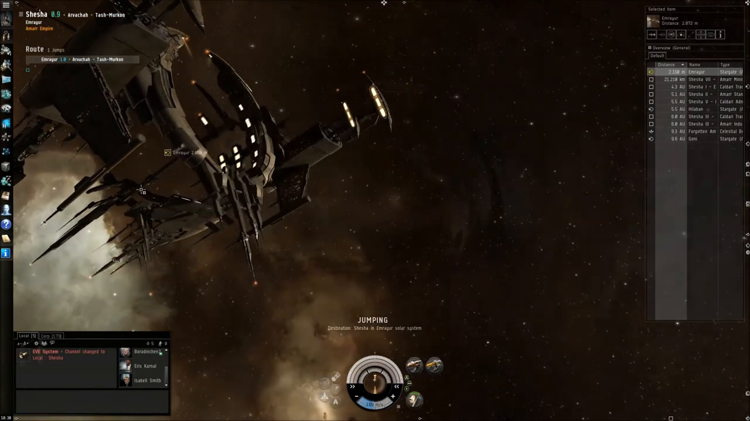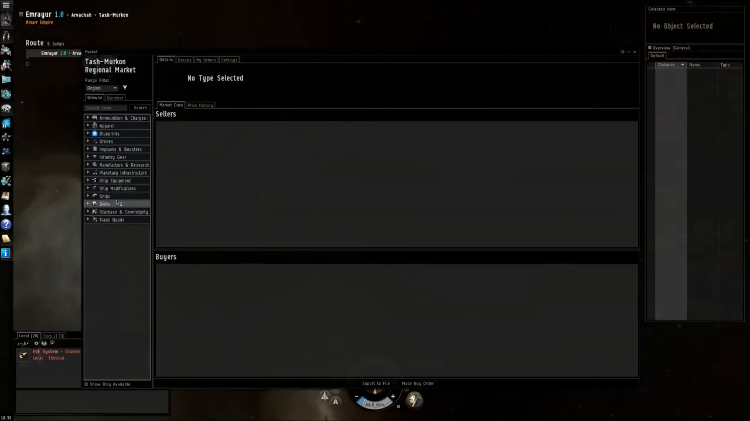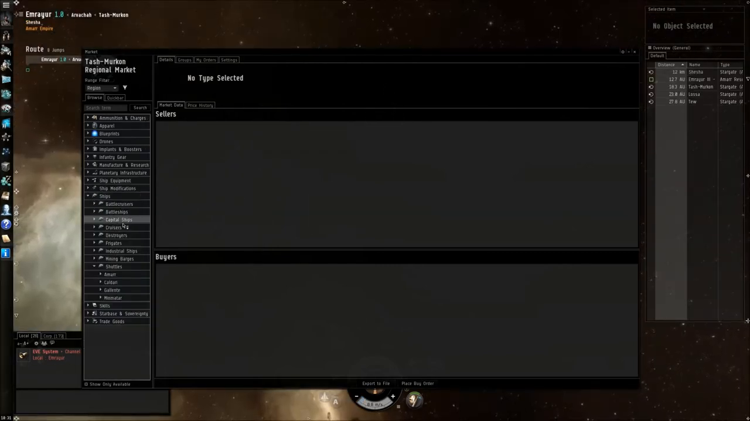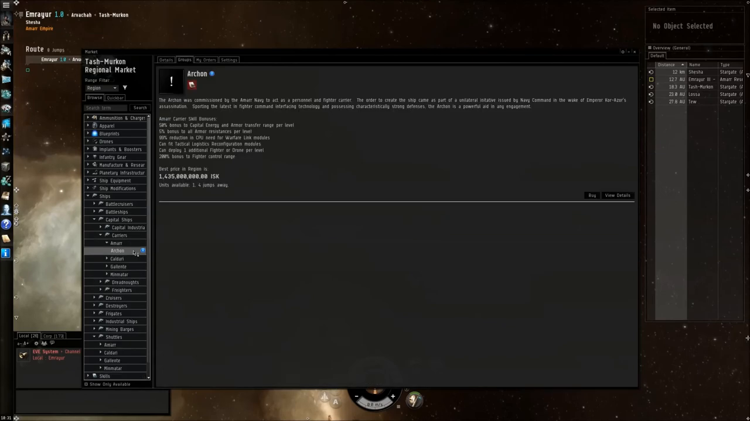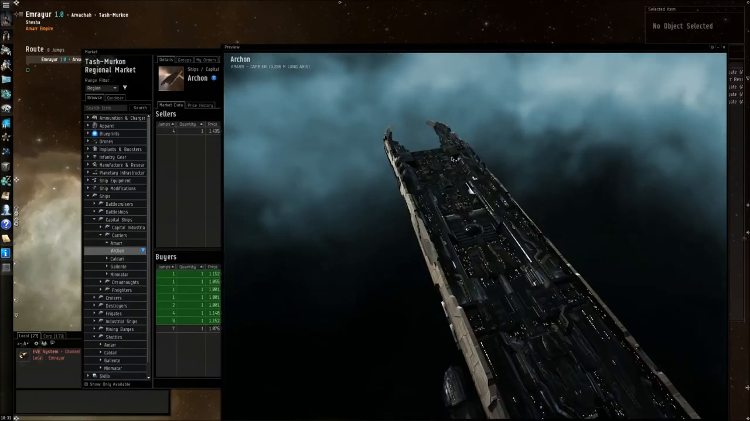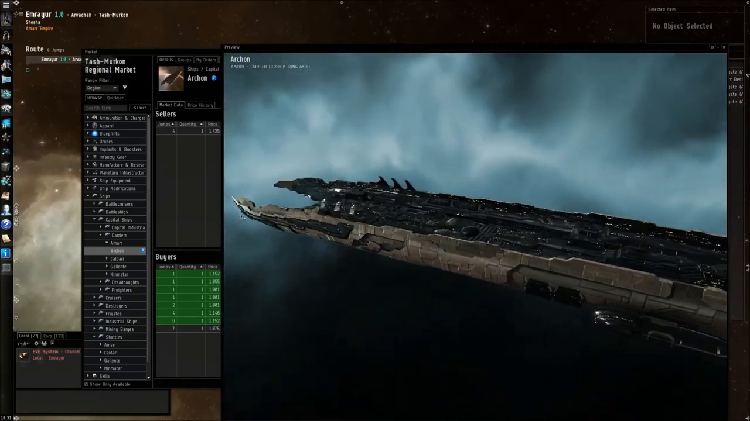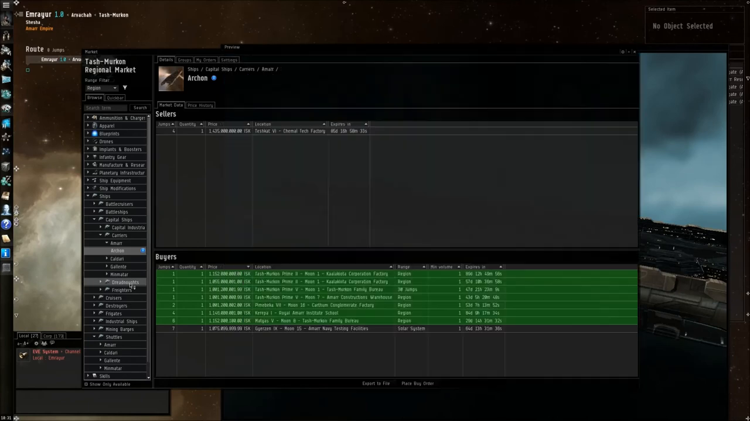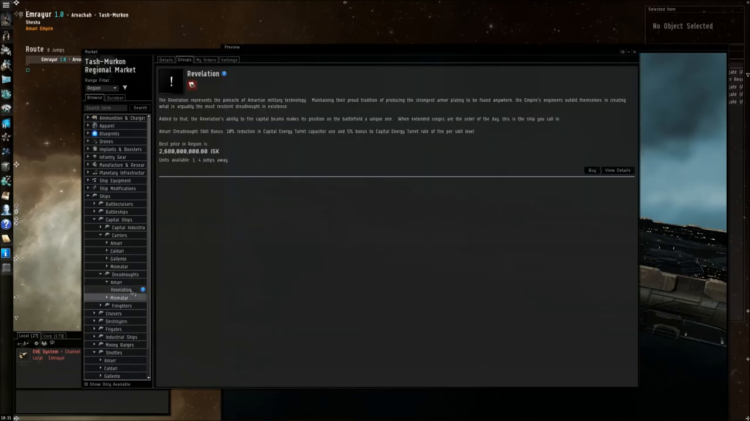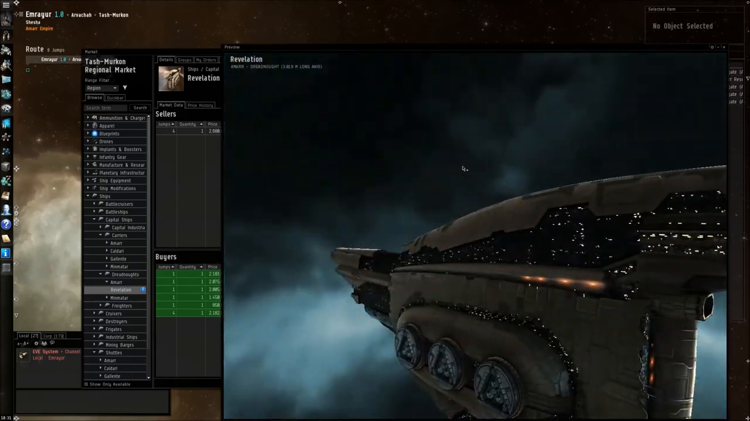But yeah, there's a lot bigger ships. I can see if I can find you one. Capital ships. Carriers. Archon. 3,286 metres long. This is a massive ship, as you can see here. And this is a carrier. Still not the biggest ship. And we've got Dreadnoughts here. The Revelation. 3,800 metres long.